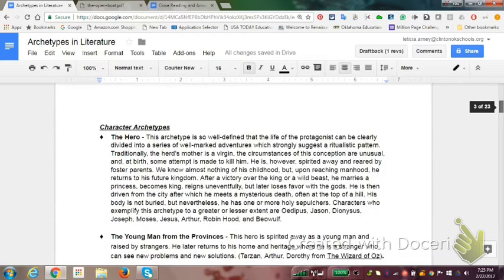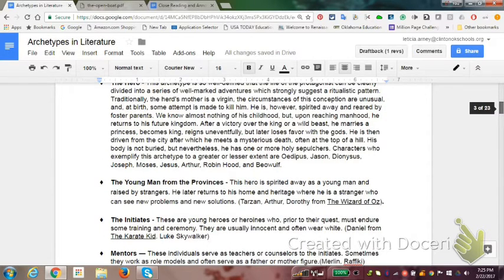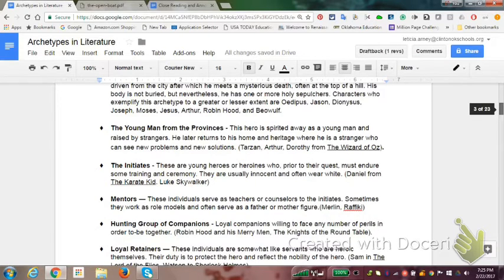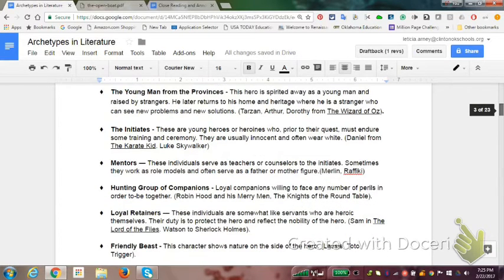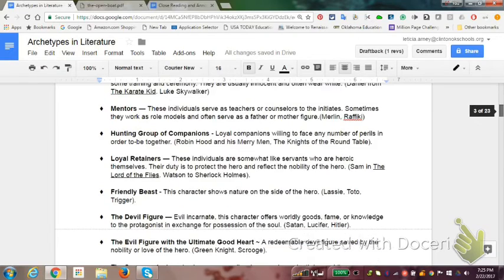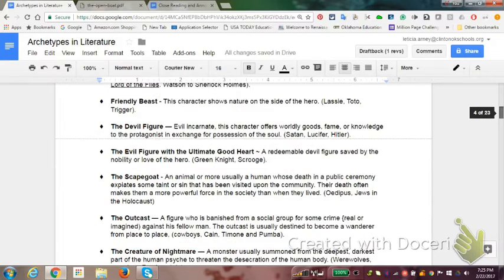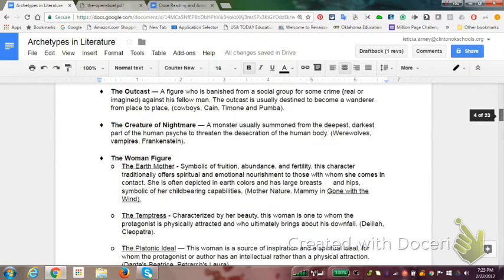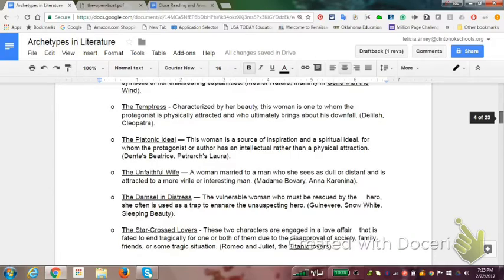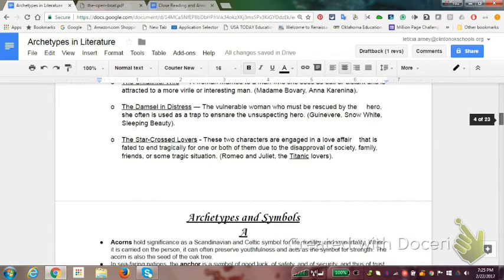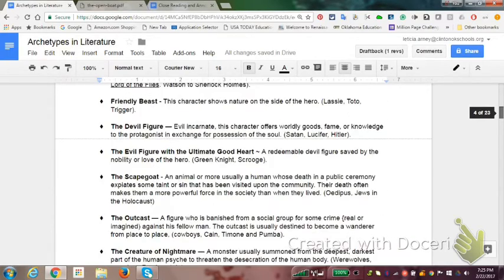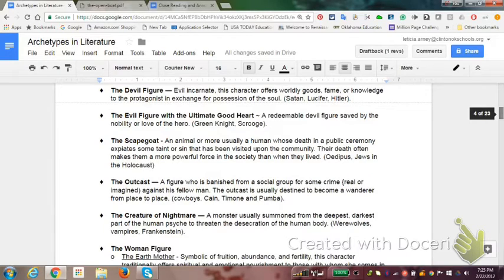Character archetypes, huh? The young man from the provinces, initiates, mentors, hunting group or companions, loyal retainers, friendly beast, devil figure, the evil figure of the ultimate good heart, the scapegoat, the outcast, the creature of nightmare, the woman figure. There's several different women figures. Ooh, okay. So maybe one of these will fit and maybe not. You can also look it up online, okay?